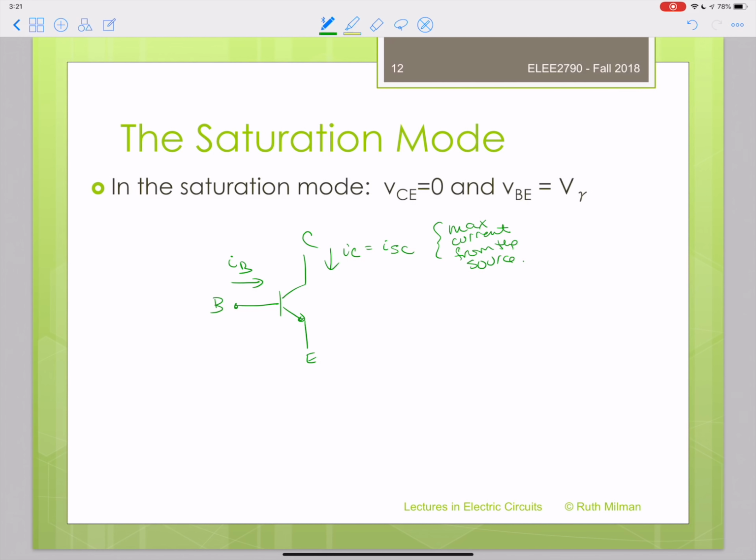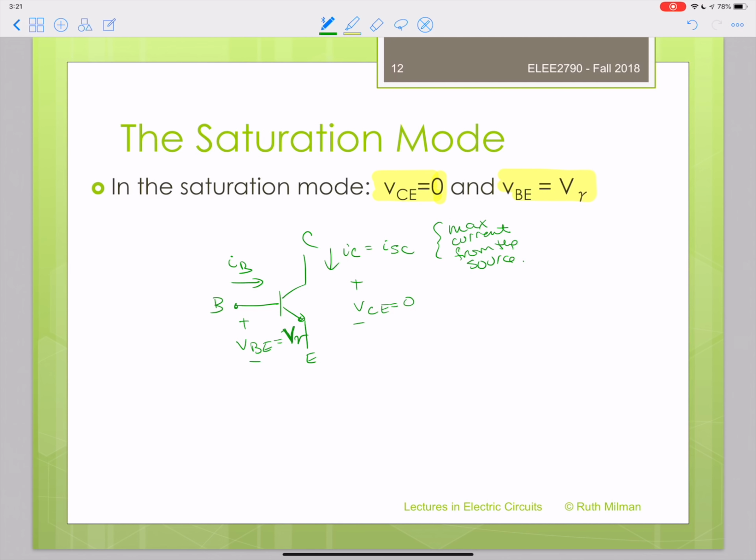So if IB gets big enough that you can't make IC equal to beta times IB, you end up getting stuck and having this maximum value. Now notice that in this case, you consider the voltage from the collector to emitter to equal 0, and the voltage from your base to your emitter to equal V alpha. So if you were to do a model, those are the two equations that matter. Those are the two that are going to be most important in terms of doing your model.